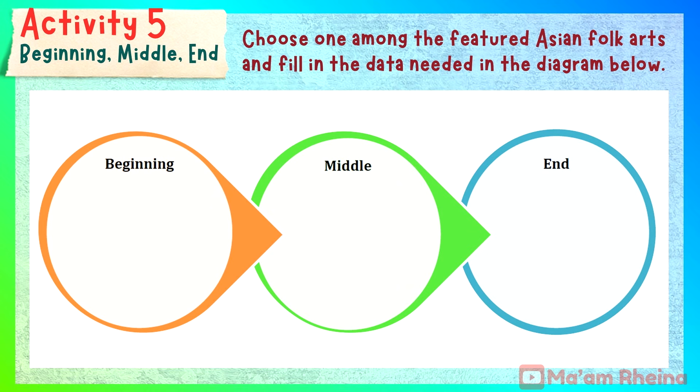For this task, choose one of the featured Asian folk arts: Kabuki theater, Chinese shadow play, Thai Kon dance drama, or Mongolian Kume. You will complete the diagram using a beginning, middle, end organizer. This organizer will help you summarize what you've learned about your chosen folk art. Feel free to pause this video or go back to the previous slides to review the information before completing the diagram. Take your time, write clearly, and be creative in how you present your answers.